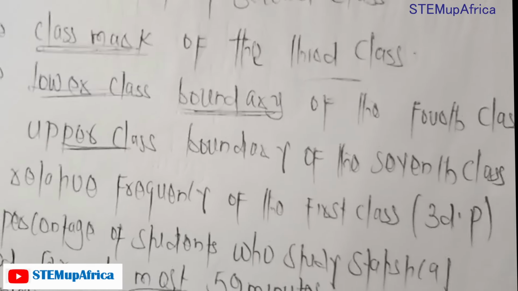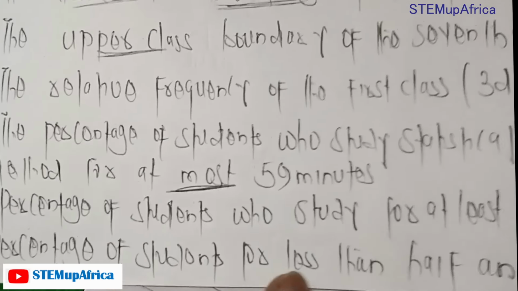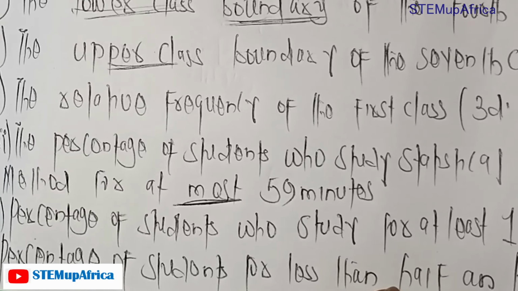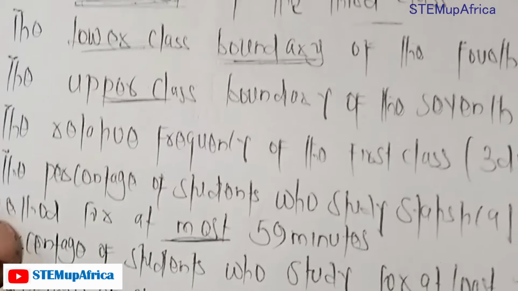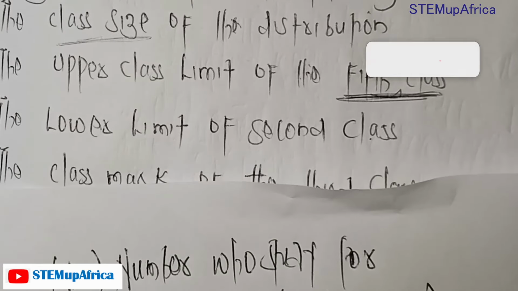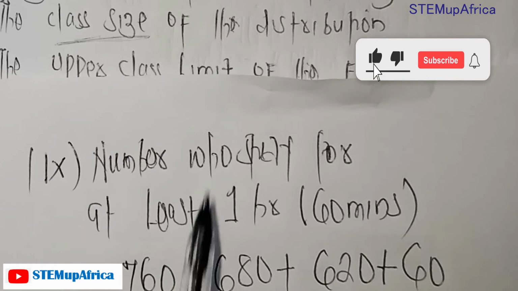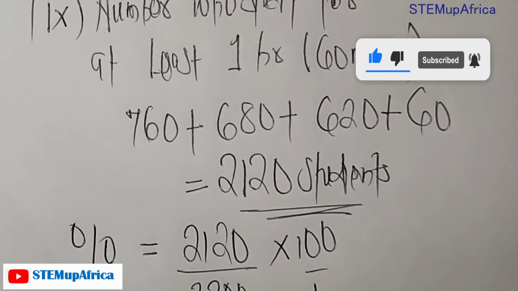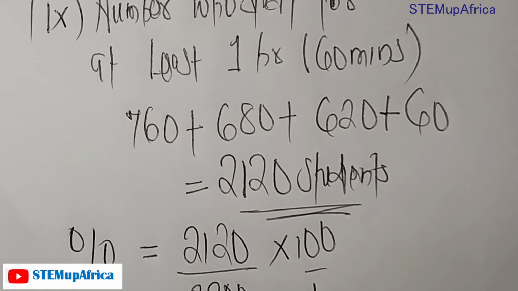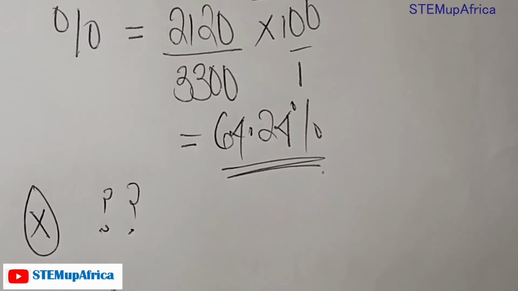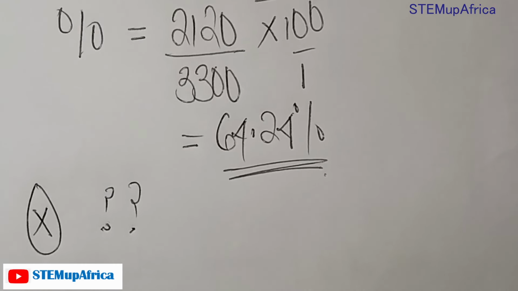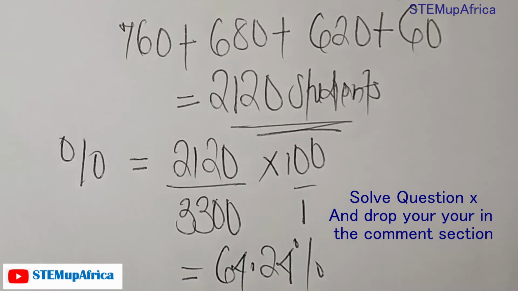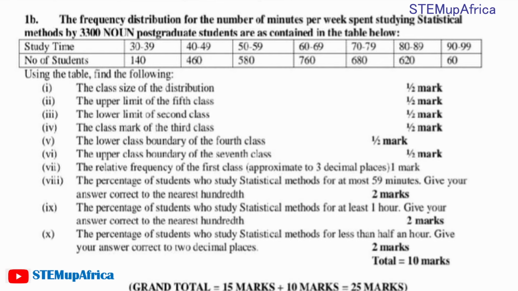And the very last question for the day: percentage of students who study for less than half an hour. Half an hour is simply 30 minutes, which is 1 over 2 times 60 minutes. 60 minutes is 1 hour. That'll give us 30 minutes. So please help me put the answer to Roman figure 10 in the comment section.